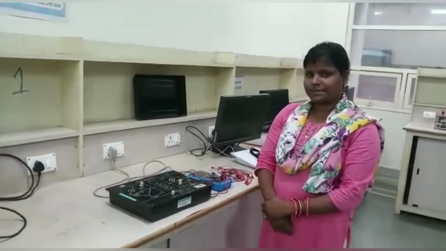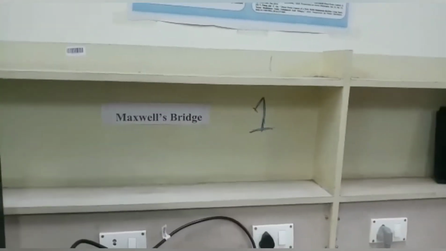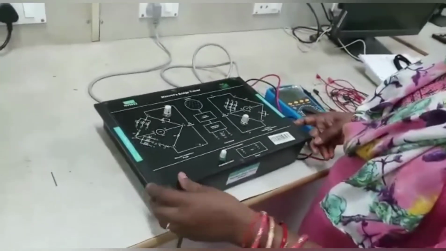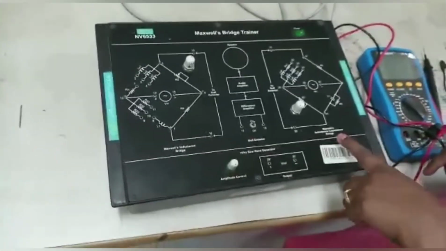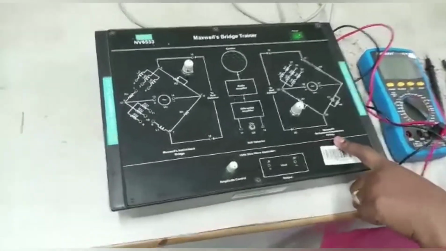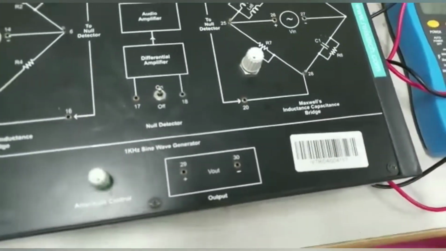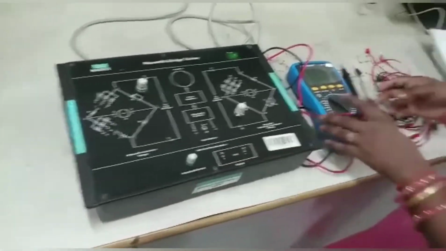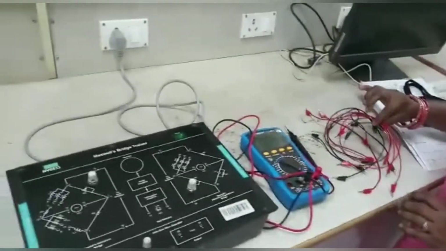I am going to explain about Maxwell bridge. Maxwell bridge has two sub experiments: Maxwell inductance bridge and Maxwell inductance capacitance bridge. So we record the Maxwell bridge trainer, digital multimeter and 10 patch cords.